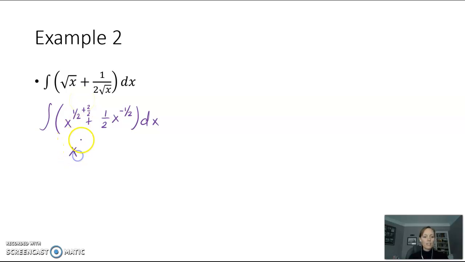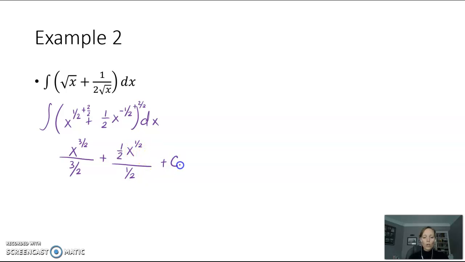So that gives me x to the 3/2, and then I divide by that new power, so divide by 3 over 2. This is going to look really ugly at first, but we'll get it looking better. Here I do the same thing, so I'm adding a positive 2 over 2. So that's going to give me 1/2 x to the positive 1/2 when I add those together, and then I divide by that new power, so I divide by 1/2.